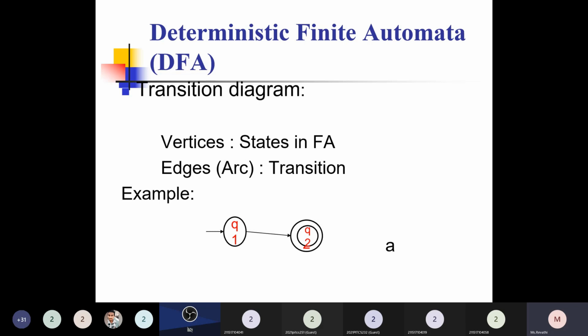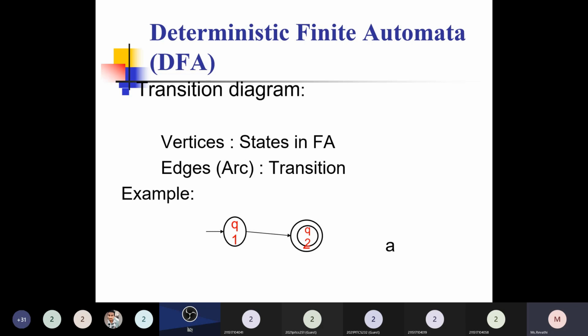It is nothing but a directed graph that we use for designing the finite automata. In this graph, vertices represent the states of the finite automata, and edges, or arcs, are directed lines from one state to another state with some label, which is nothing but the transition. So this is the example of our DFA. See, for an input symbol A, there is only one path from the current state to the next state.